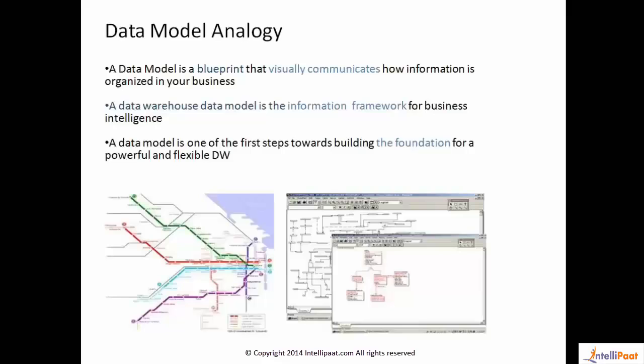So to start with data model, we will first try to understand the analogy. I'm just trying to give you an analogy to explain what a data model is. A data model is like a blueprint. You see a map, right? If you go to a railway station or any metro station, you will see a map which says this train goes from this place to that place. With the help of the map, you really understand the route that you are taking.